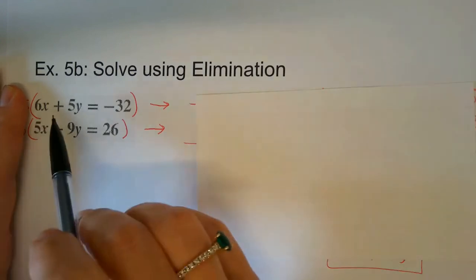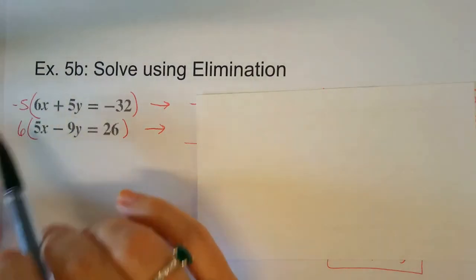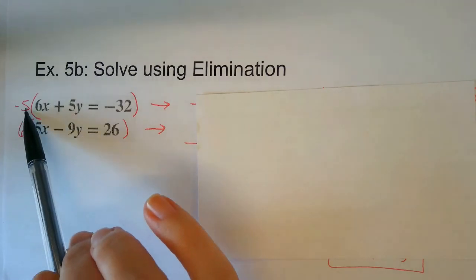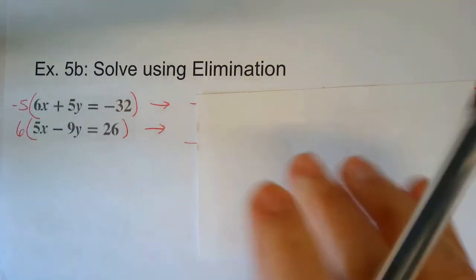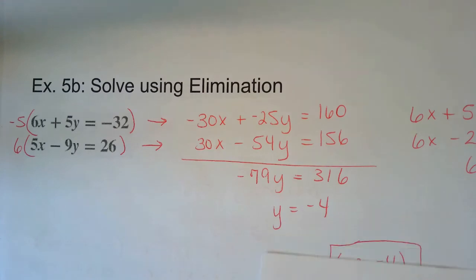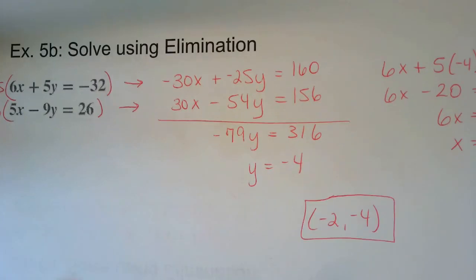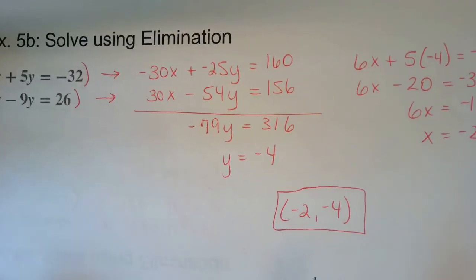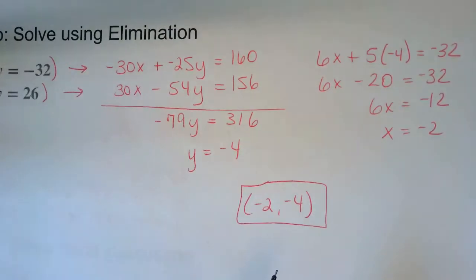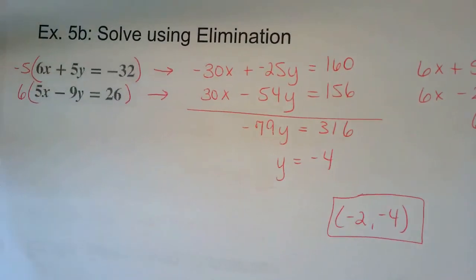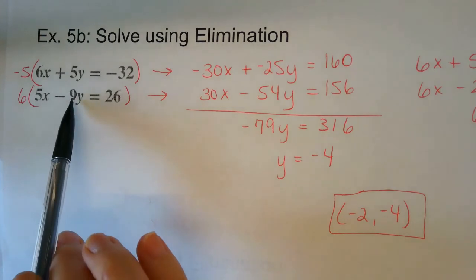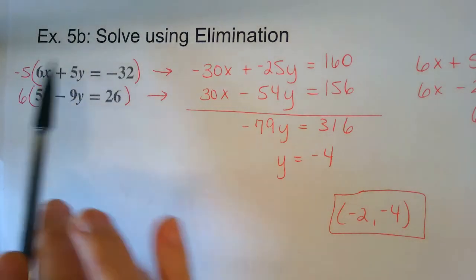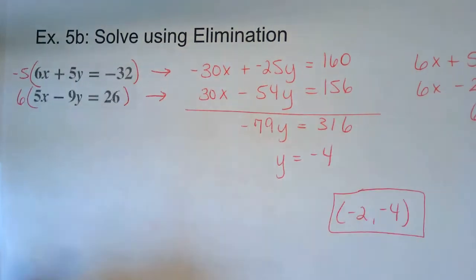So in this one, again, I decided to get rid of the x's, so I went ahead and multiplied by 5 and 6. And then when I multiplied out, I got my y to be equal to negative 4. And then I substituted back into my top equation, and I got negative 2. If you were to get rid of your y's, you would just have to times the top one by 9 and the bottom one by 5.